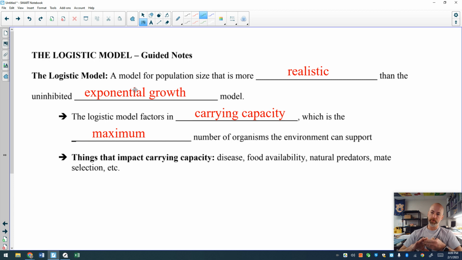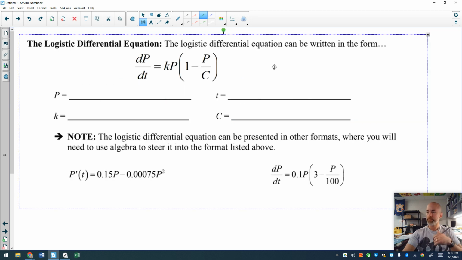Exponential growth doesn't factor in any of that. Exponential growth kind of works under the assumption that you have an infinite amount of space and resources and there's no enemies and this is a perfect utopia. And it's not very realistic in the long run. Sometimes for short periods of time, exponential growth can be accurate, but it doesn't hold true for a long period of time. And that's where a logistic model has a bit of an advantage.